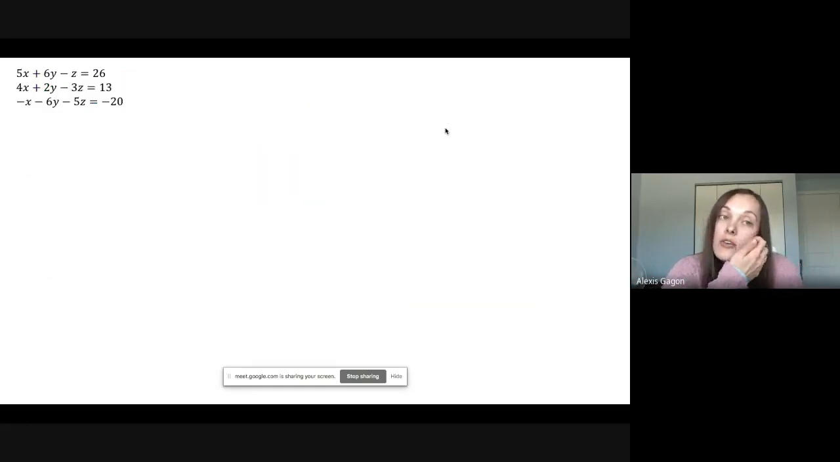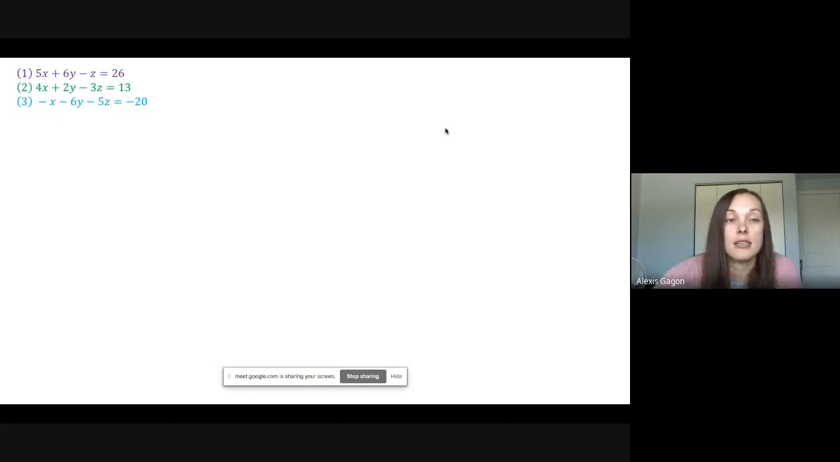Let's look at this one. So 5x plus 6y minus z equals 26. 4x plus 2y minus 3z equals 13. And negative x minus 6y minus 5z equals negative 20. Again, we need to choose which variable to eliminate. And we need to label these equations 1, 2, and 3.